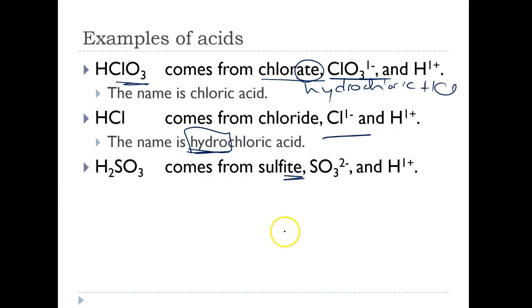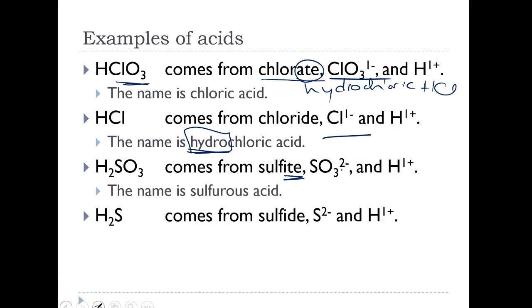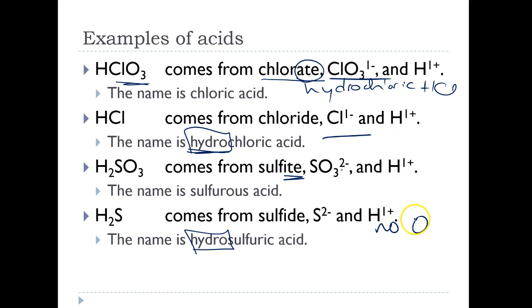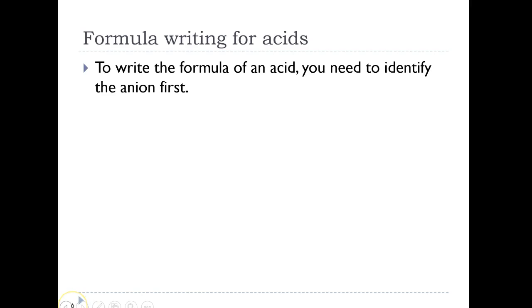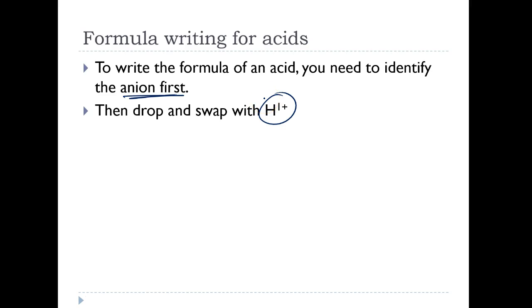H2SO3 comes from sulfite. In the 2, if you drop and swap, you end up with 2 H's. It's called sulfurous acid. H2S comes from sulfide. You drop and swap. It's hydrosulfuric acid. It has hydro because there are no oxygens. Okay, so the way you write the formula, all you need to do is identify whatever the anion is. So what you want to look for is the word hydro or not, and then you're going to drop and swap with the same thing every time.